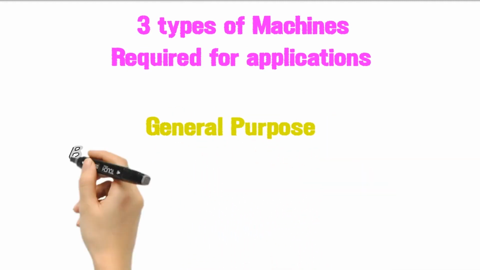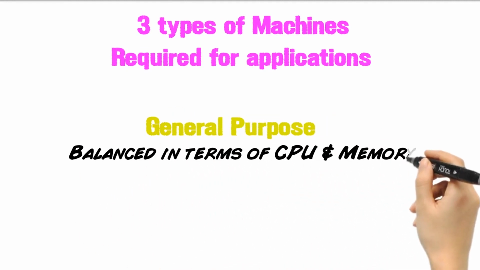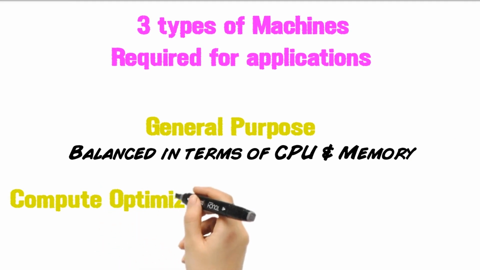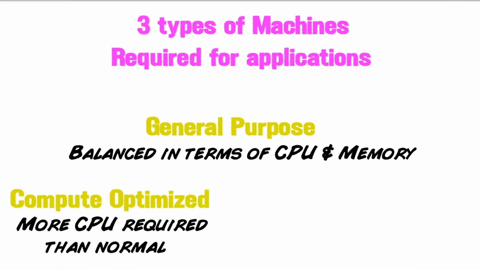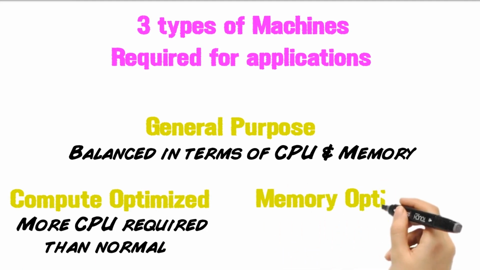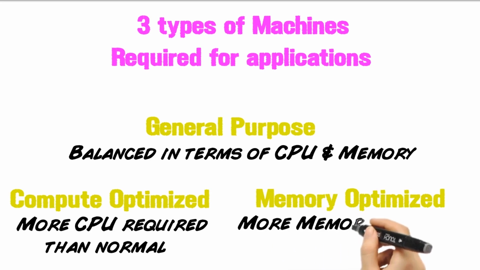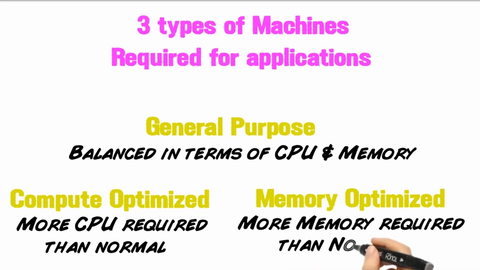There are three types of machine we can choose that depend on our application requirement. First we have general purpose, which is balanced in terms of CPU and memory. Second we have compute optimized, which are high performance computing machines, required more CPU than memory to execute the application. Lastly we have memory optimized, required more memory to execute the application than compute.